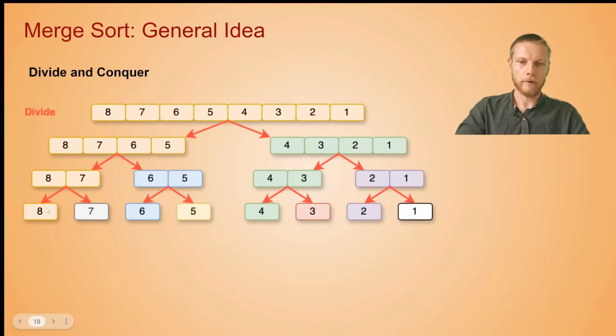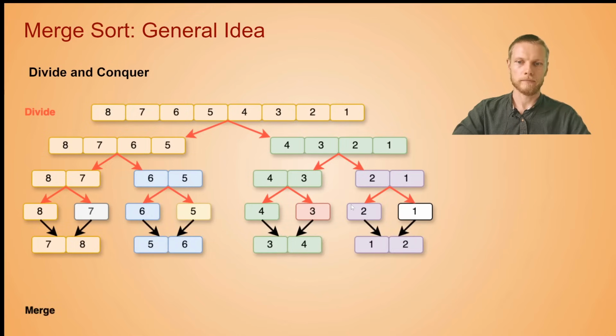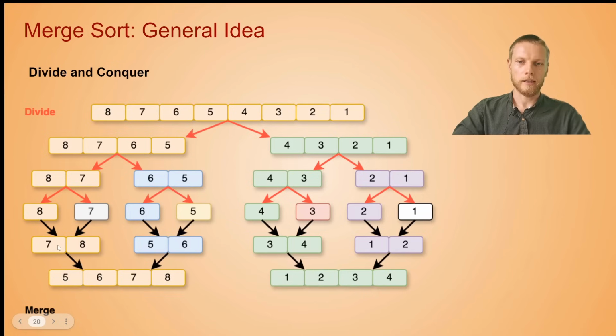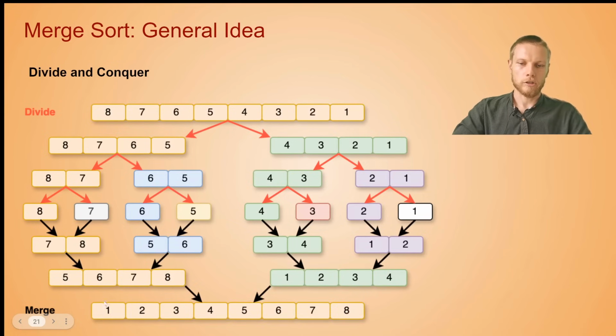We see that by definition, one element subarrays are sorted. So we have 8 sorted subarrays here. And now we merge them together using our merge procedure, which we discussed earlier. So we merge one element arrays into tuples, then we merge tuples into arrays of 4, and then we merge arrays of 4 into a single array of 8. And thus we have our resulting array.